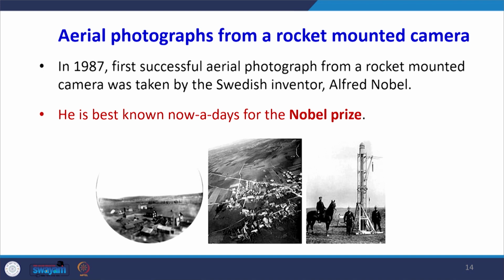So, when the rocket was launched, the camera was mounted in the rocket. As you can see, in 1897 the first successful aerial photograph was taken from a rocket mounted camera by the Swedish scientist Alfred Nobel, and today he is best known nowadays for the Nobel Prize also. His Nobel Prize is based on his name, after his name. So, this was a very good invention, that even the rocket can go up in the air and they can go quite up and take very large view of the terrain, and we can use these photographs.